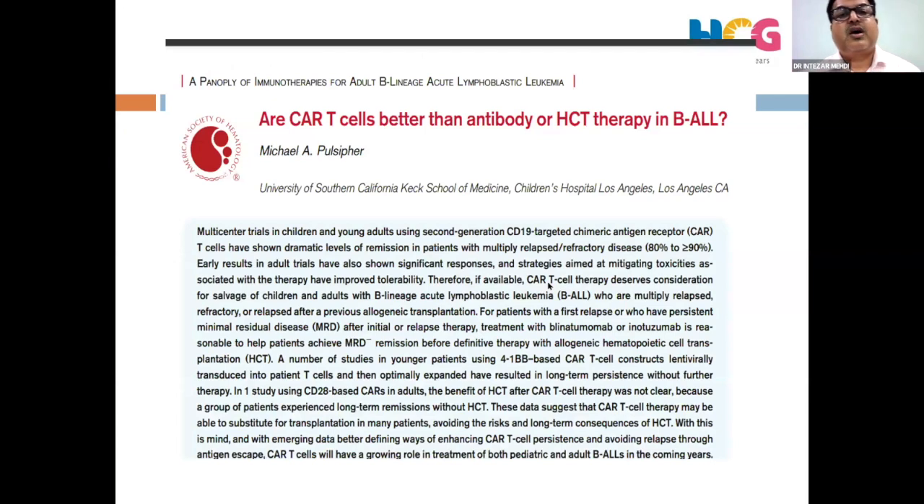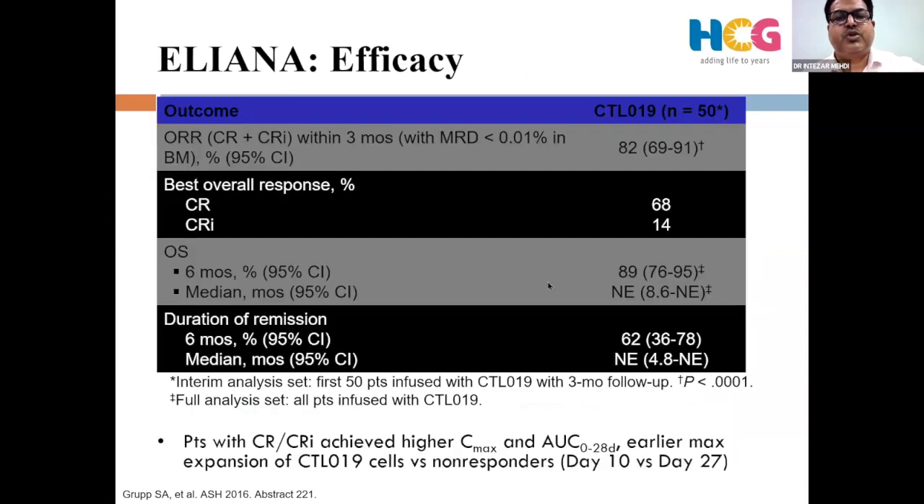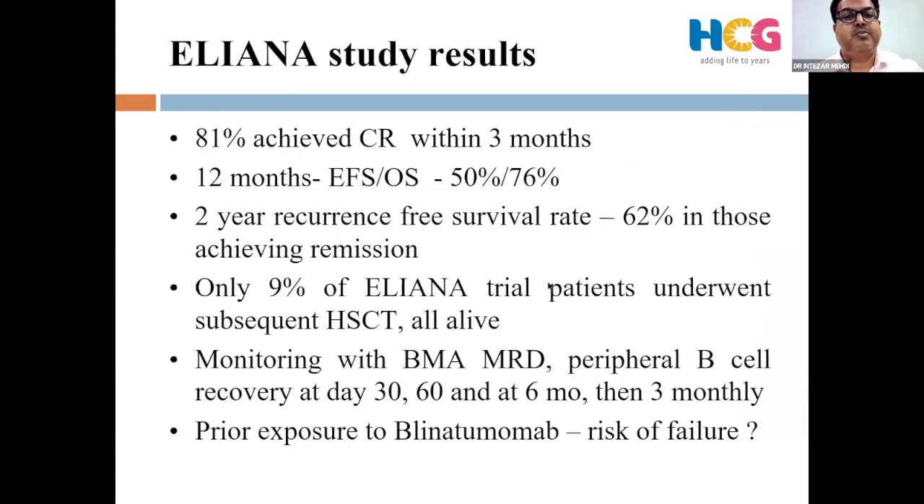This is a beautiful paper. Are CAR T cells better than antibody or hematopoietic transplant in B-ALL? And this was the first study, the ELIANA study, in pediatric patients, where they showed a very good response for patients, about 70%, 80% response rates. And this further ELIANA study showed that those patients who are 321 multiply relapsed patients, many of them achieved CR, 12-month survival was about 50% and 76% overall survival.